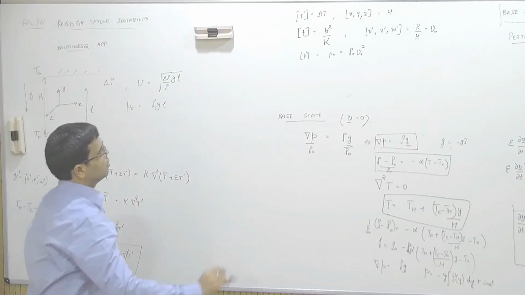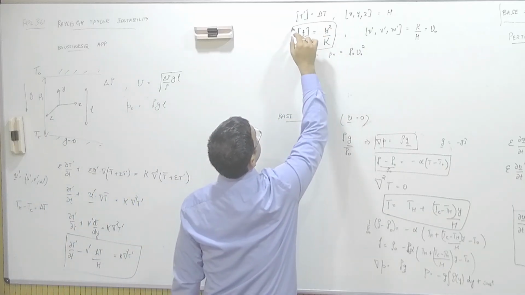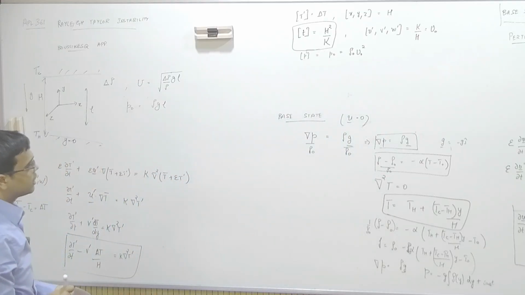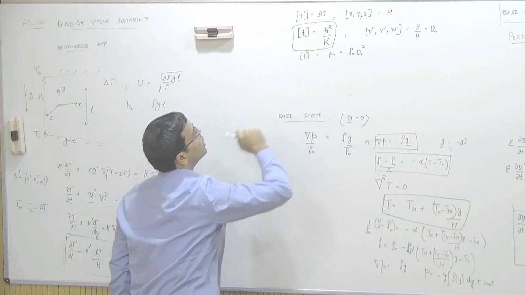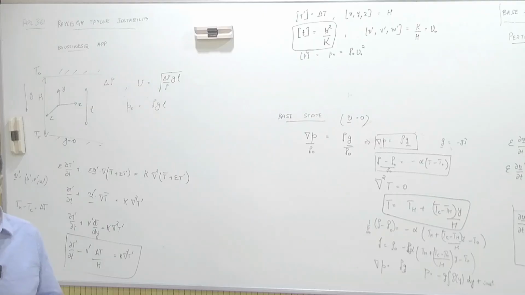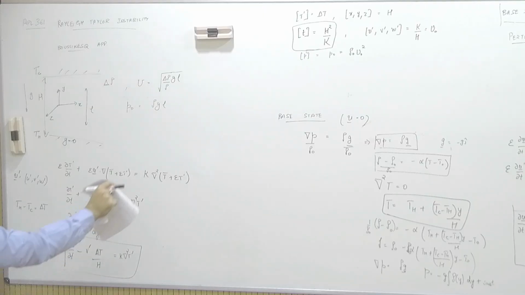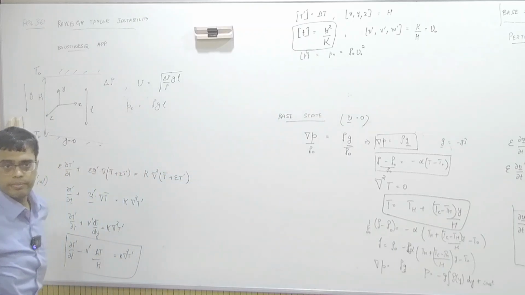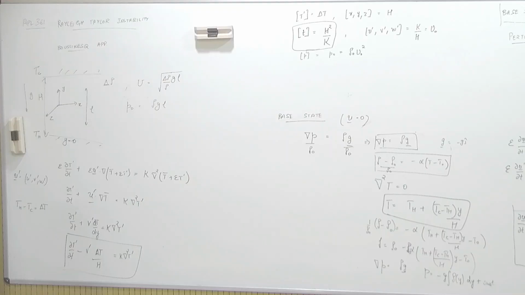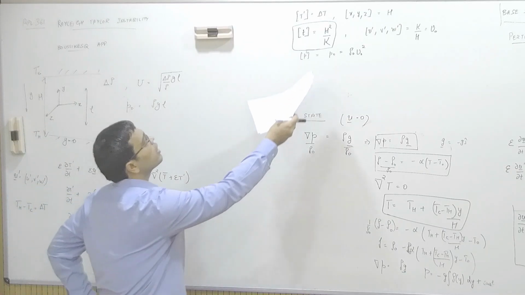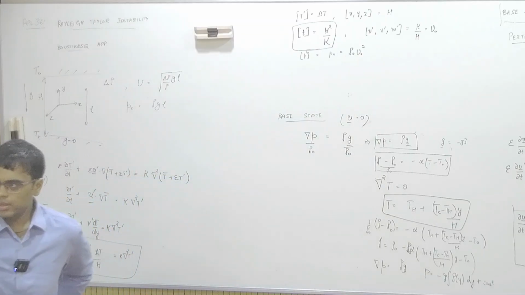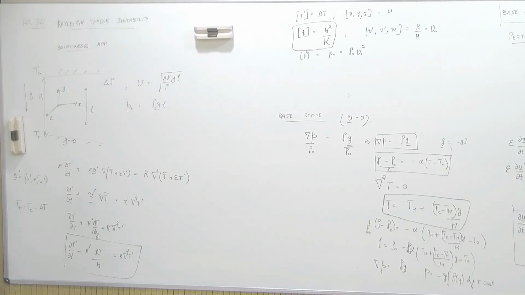Now, for a moment let's think about this time scale. What does this time scale represent? This kappa is your thermal diffusivity. So, what does this H square by kappa term represent? That's the time scale of temperature diffusion over a length H.